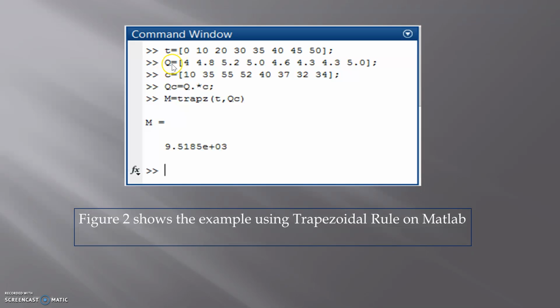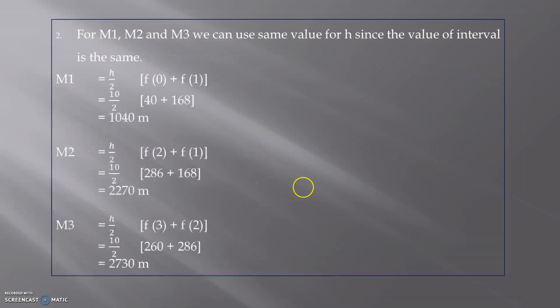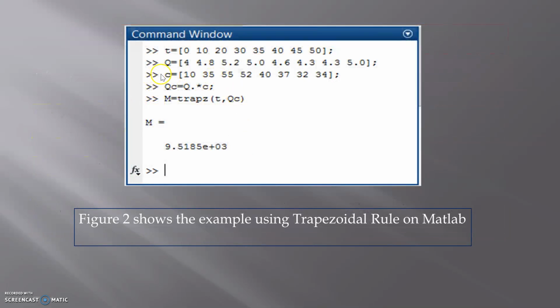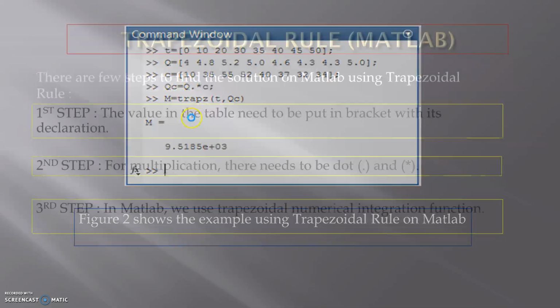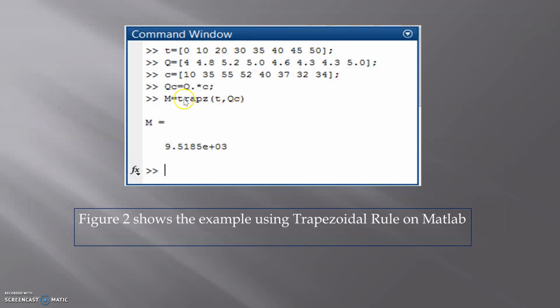And for Q, it's equal, we still use the same step until all the data had been tabulated. And for the second step, for the multiplication, there will be a dot and star for the multiplication in MATLAB to avoid the error.